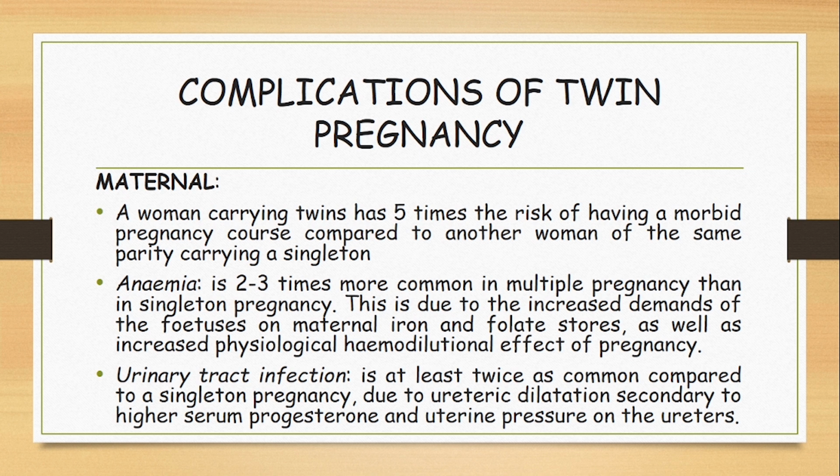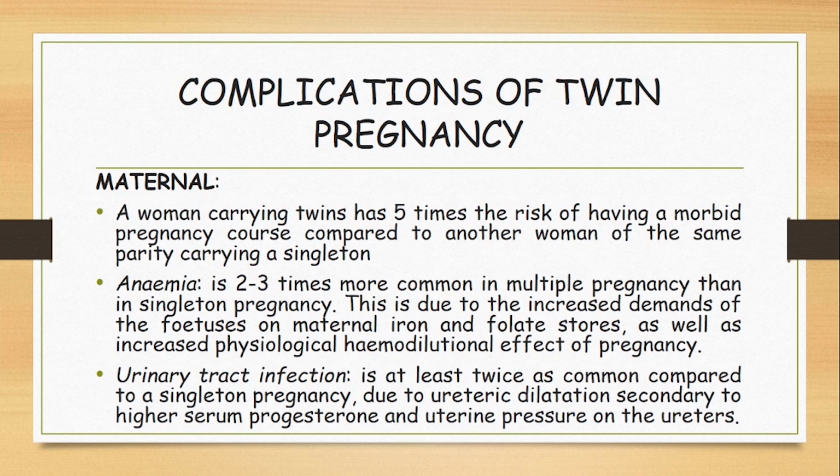The first complication that is common and unique is anemia. Anemia is about 2 to 3 times more common in multiple pregnancy than in singleton pregnancy. And this is due to increased demands of the fetuses on maternal iron and folate stores, as well as increased physiological hemodilution that occurs in pregnancy. All this tends to give rise to physiological anemia. And if the level of iron store is not enough, then this anemia gets worsened.